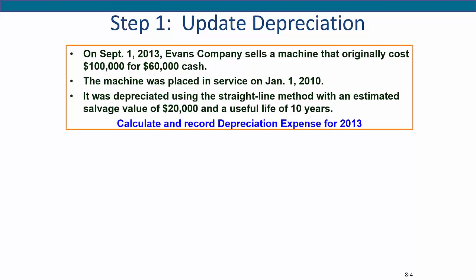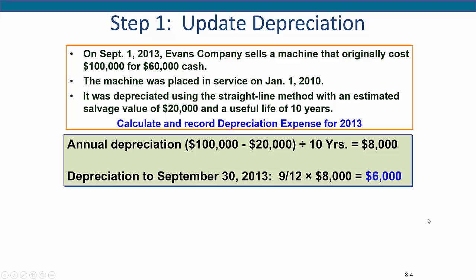Consider the following. On September 30, 2013, Evan Company sells a machine for $60,000 in cash. The machine was purchased 3 years earlier, on January 1, 2010, for $100,000, and it had an estimated salvage value at that time of $20,000 and a useful life of 10 years. Evan uses straight-line depreciation. First, we need to record depreciation through the date of disposition.